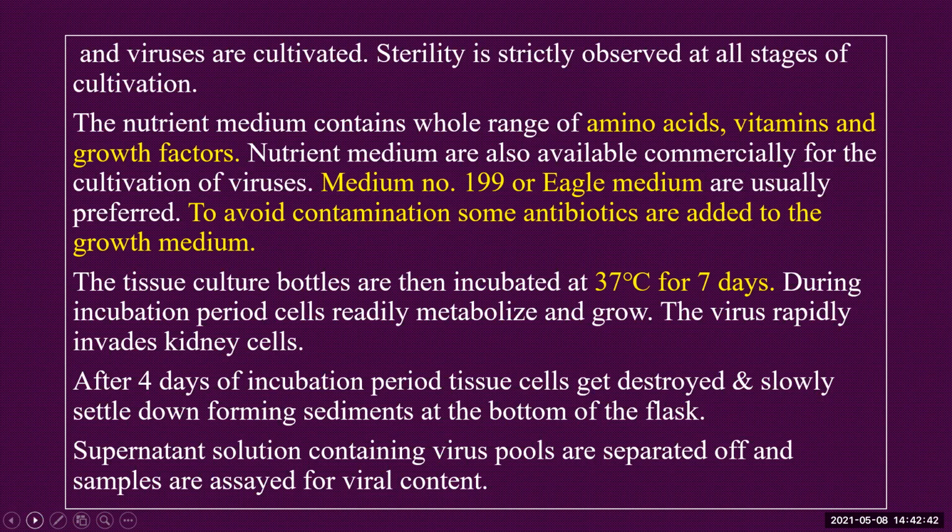The tissue culture bottles are incubated at 37 degrees Celsius for 7 days. During the incubation period, cells readily metabolize and grow. Actually, the monkey kidney cell culture, the individual cells which are added to the growth medium, they grow and a monolayer of cells is formed. Then we inoculate the virus onto the monolayer.